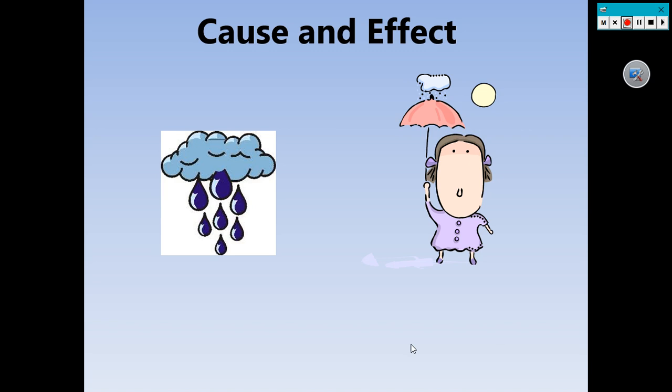So the example here on this slide is showing you, first it starts raining. Because it starts raining, then something else happens. This girl gets out an umbrella to protect herself from the rain. So the rain is the cause, and because of the cause, this happens. The girl getting out her umbrella is the effect. We're going to look at a lot of examples.